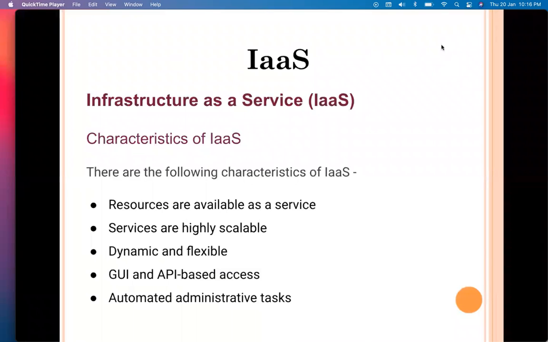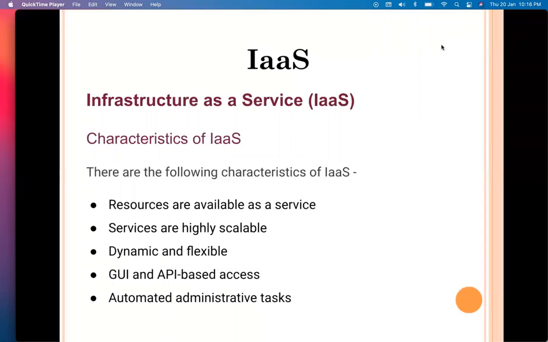Now see, IaaS is also known as HaaS, that is hardware as a service. It is one of the layers of the cloud computing platform, and it allows customers to outsource their IT infrastructure such as servers, networking, processing, storage, virtual machines, and other resources.